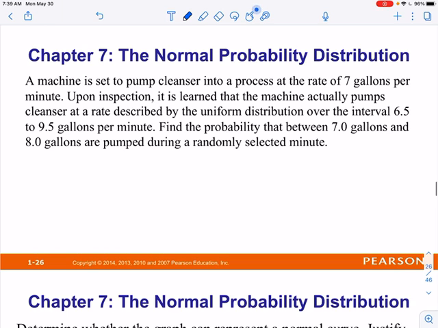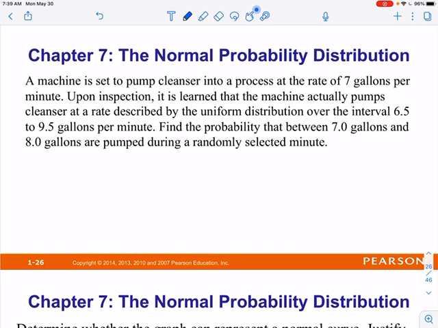Okay, another one like that. A machine is set up to pump cleanser into a process at a rate of 7 gallons per minute. Upon inspection, it is learned that the machine actually pumps cleanser at a rate described by the uniform distribution over the interval 6.5 to 9.5 gallons per minute. Find the probability that between 7 gallons and 8 gallons are pumped during a randomly selected minute.